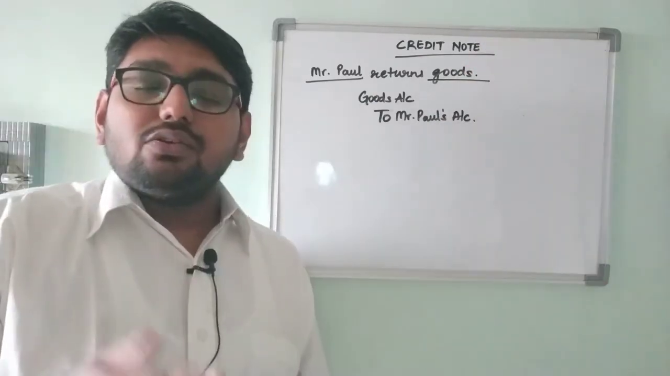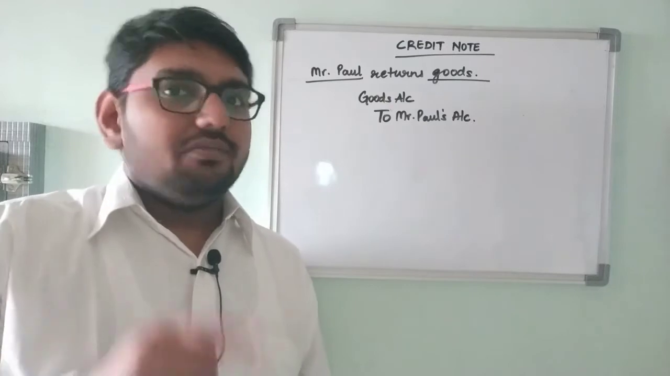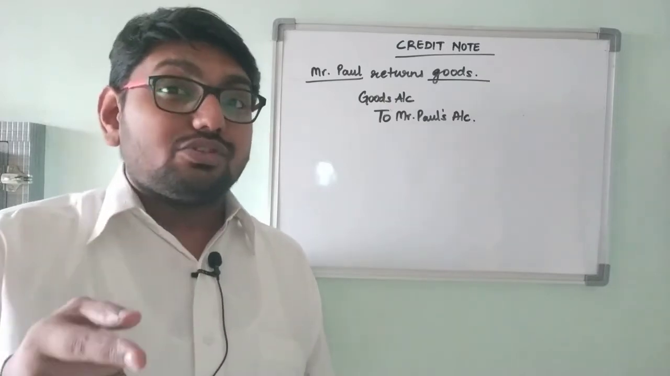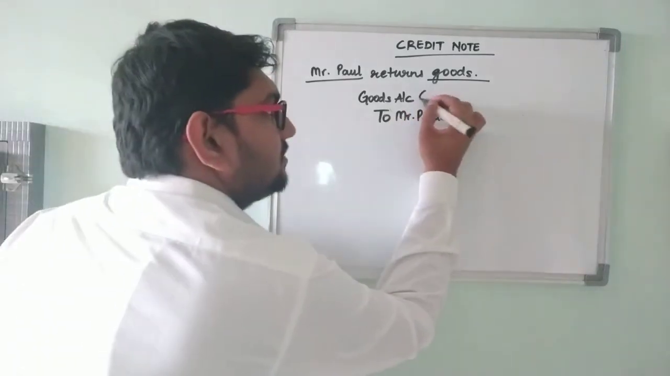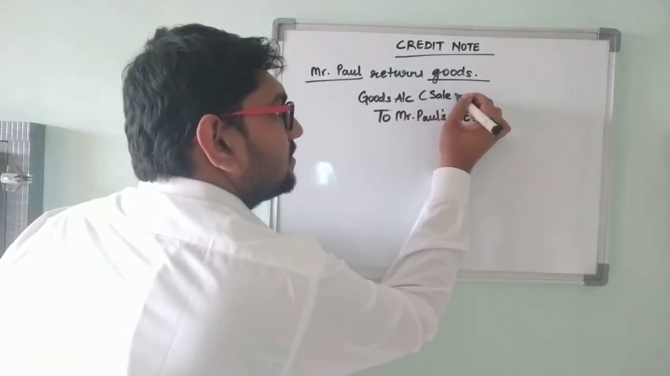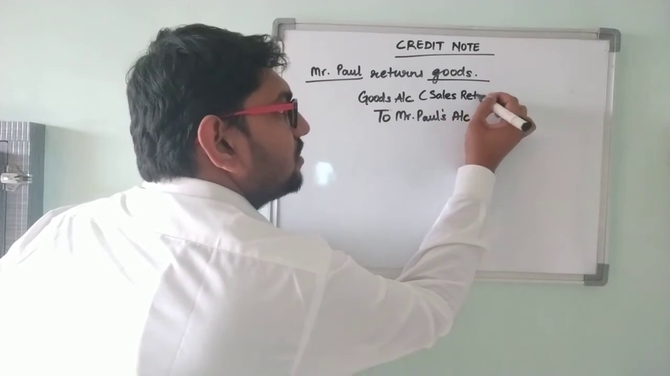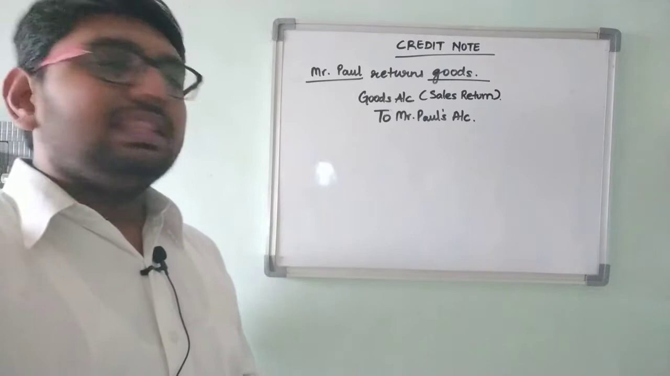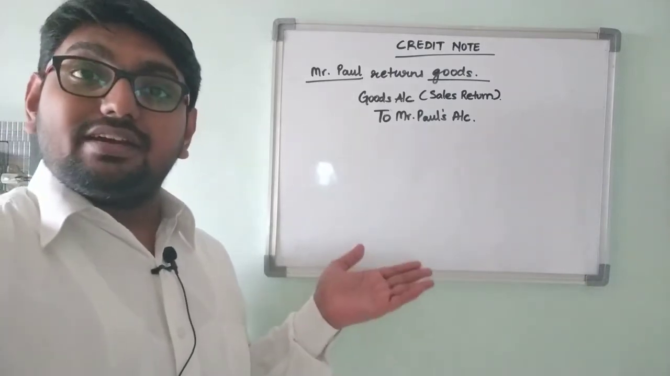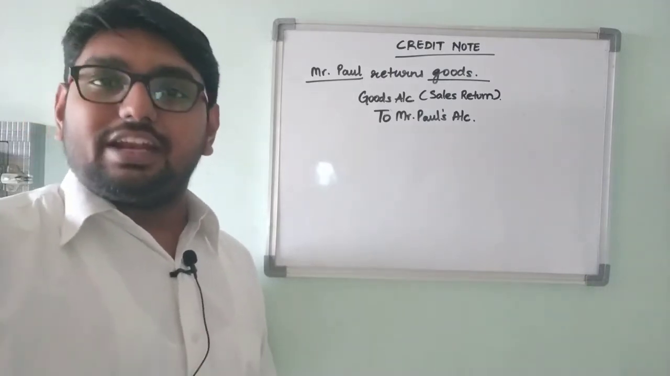Simple. Now the goods are returned by Mr. Paul, which means that I had sold these goods to Mr. Paul in the past. So this is sales return. Because as you know, goods account does not appear in the books. Now that the logic of credit note is clear, let us move on to drawing the credit note.